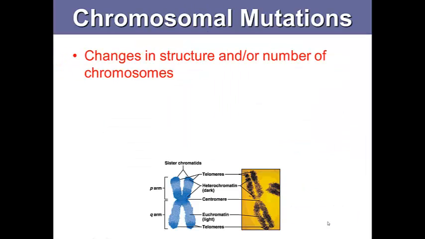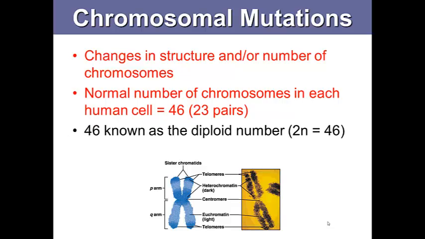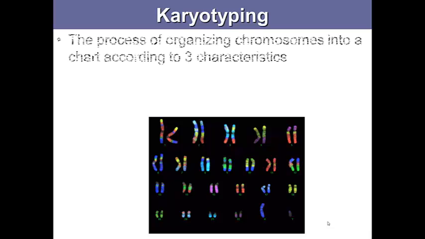Changes in the structure or number of chromosomes. So normally in humans, the number of chromosomes we should have is 46, or 23 pairs. 46 is known as the diploid number, or the 2n number. How do we know whether or not people have more chromosomes?